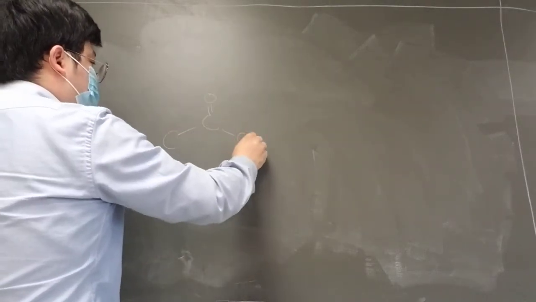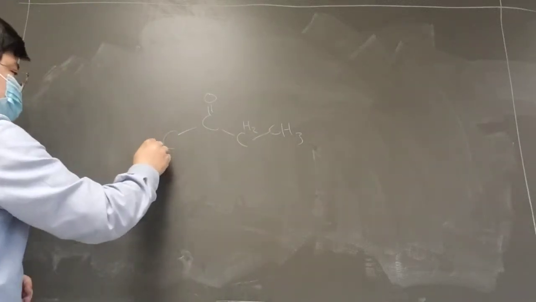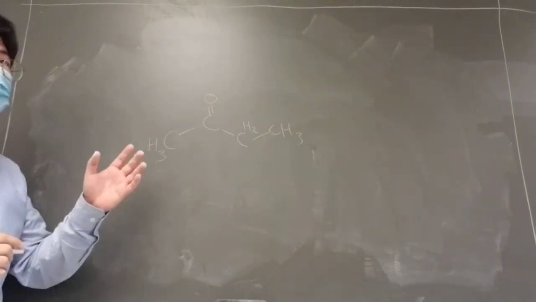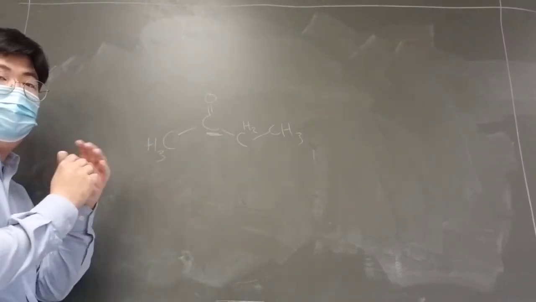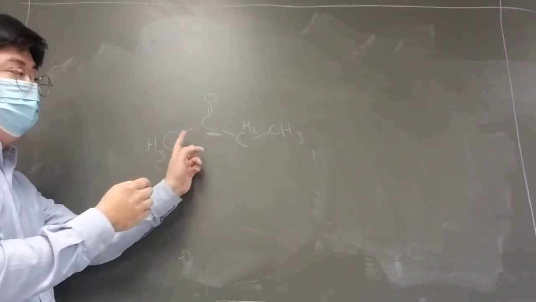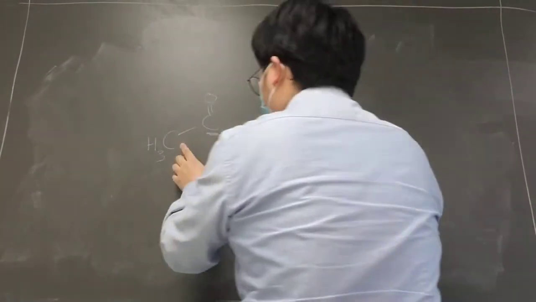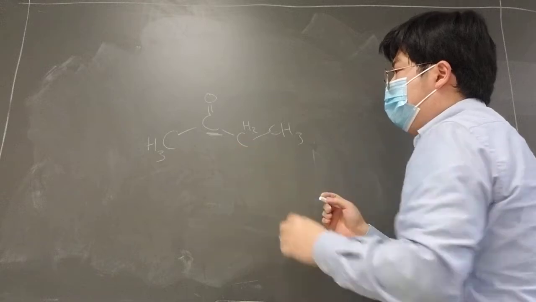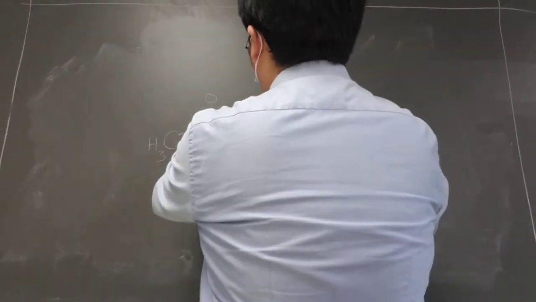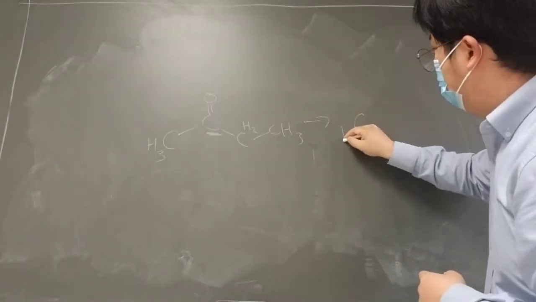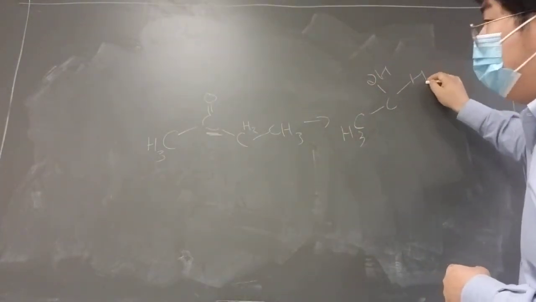It's very simple. So if you can look at this carbon over here, this is 2-butanone, right? This is a ketone group here, the carbonyl group. Anyway, so this is the 2-butanone, and this one can easily change to those two.